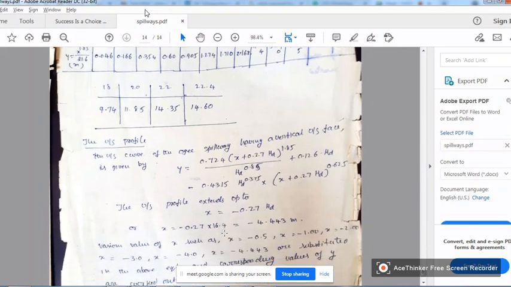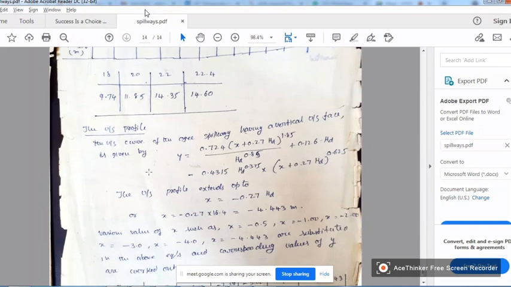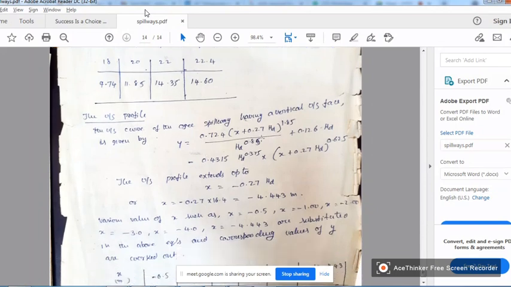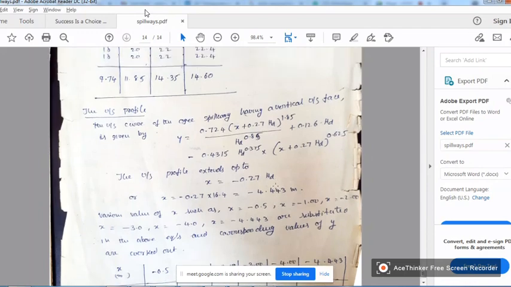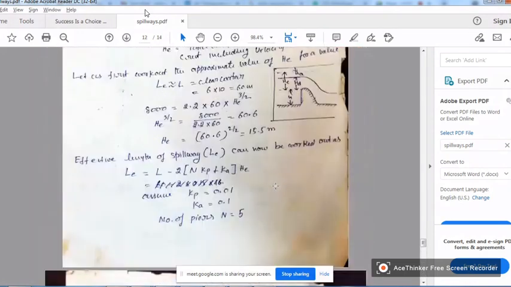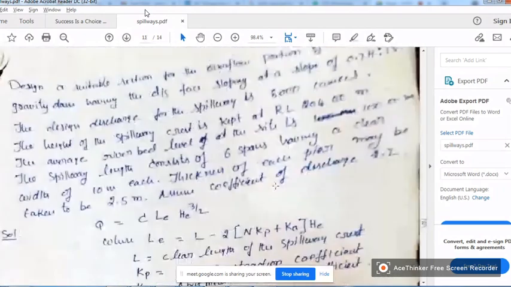Similarly, there is an equation for the upstream profile of the Ogee spillway. This is the upstream curve of the Ogee spillway having a vertical upstream face. You remember this equation, y is equal to, and the upstream profile extends up to 0.27 HD. I will show you.